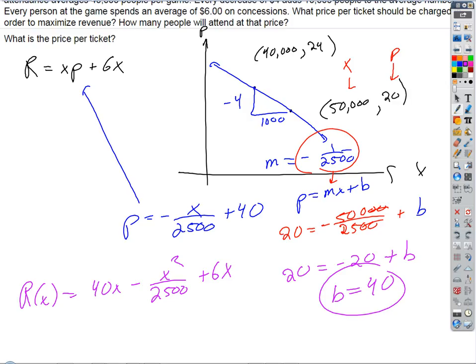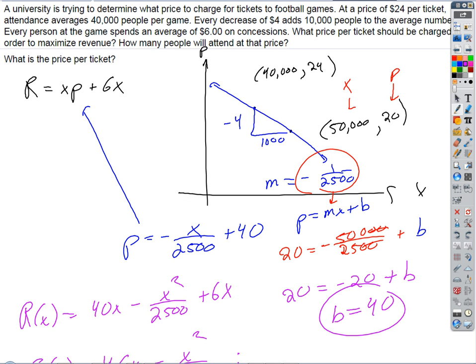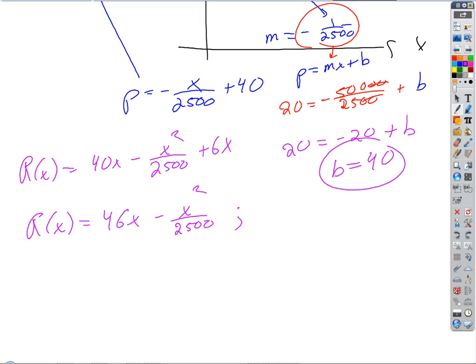Okay, so now we've got revenue, by combining like terms, as a pretty simple function of X. What's my domain going to be? X is the number of people, right? So zero to infinity. There's really no limit.